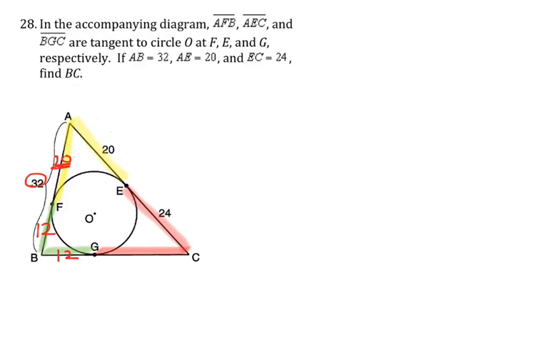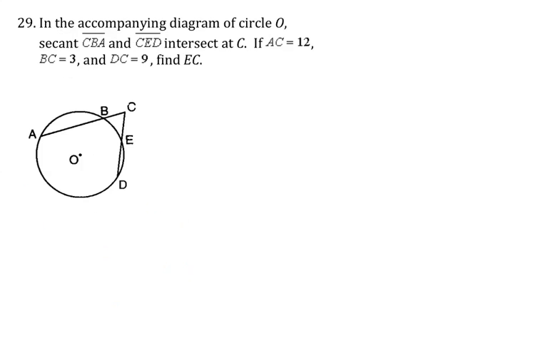Now, likewise, EC is 24. That tells us that GC will be also 24 as well. Then the question is, what is the length of BC? Everything combined together, we just have to add 12 and 24, which becomes 36. So that becomes our answer. All right. Let's look at number 29.